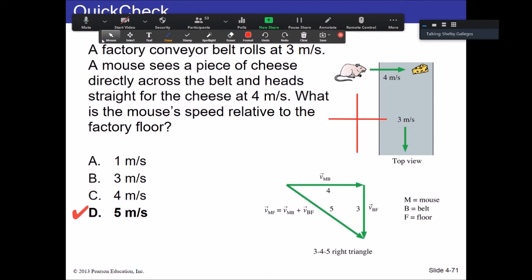Where do you determine the floor? Where do I determine the floor? Again, the floor is just the ground frame. It's just anybody who's not on the belt, pretty much. Oh, okay.